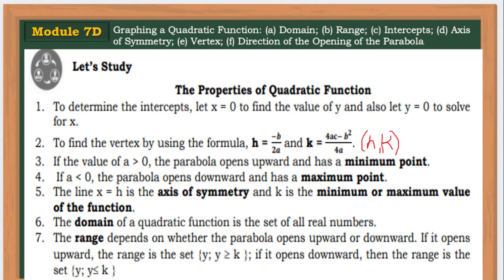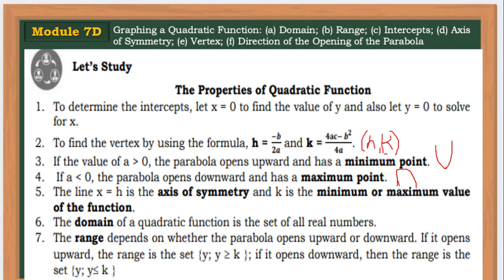Okay. So, if the value of a is greater than 0, the parabola opens upward and has a minimum point. Yung value ng minimum point natin na identify dito sa value ng k. If a is less than 0, that is, opens downward. So, pag negative yun, opens downward. Let's say, ganito ang graph. Then, ito naman yung tinatawag natin maximum point kung saan siya nag-curve. And then, yung value ng x. So, next.